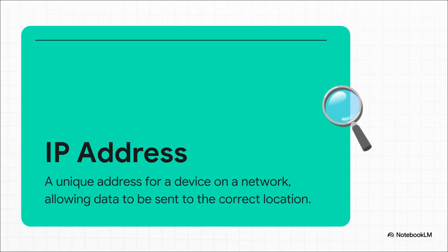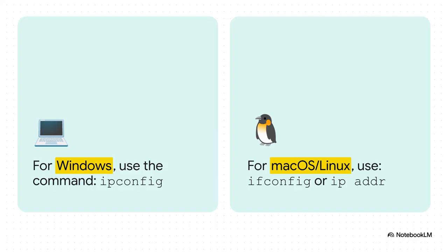If you don't have one, you're basically invisible. So how do you find out what your address is? Super simple. If you're on a Windows machine, you'll open up the command prompt and type ipconfig. On a Mac or a Linux system, you open the terminal and type ip add, or on older systems, ifconfig. You'll see a bunch of info, but what you're looking for is that IPv4 address.